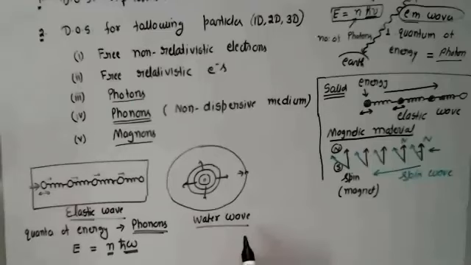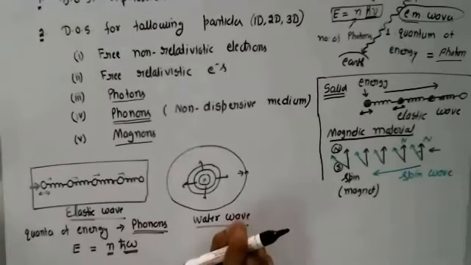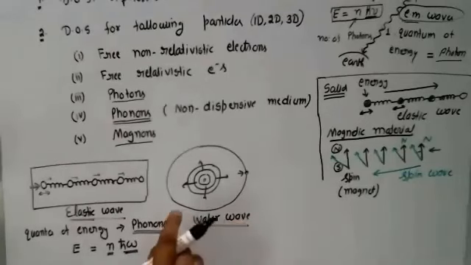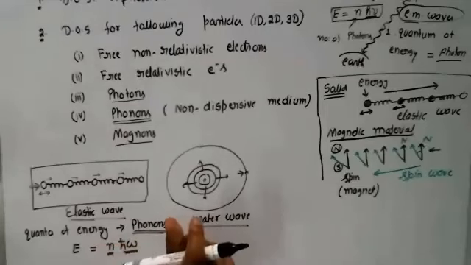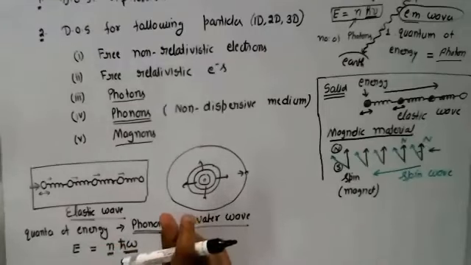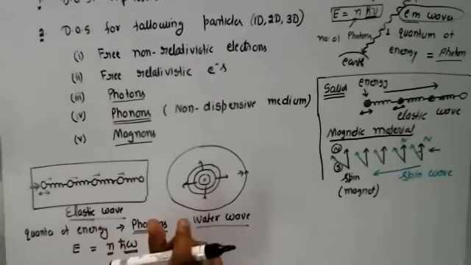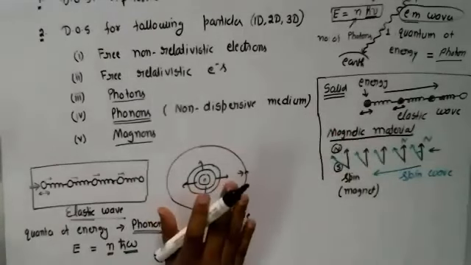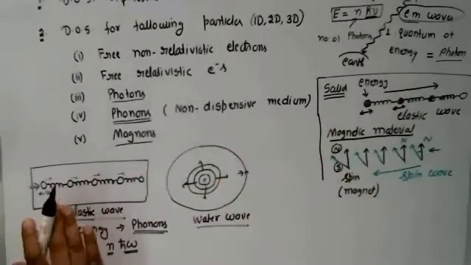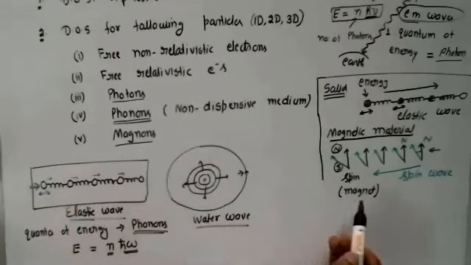Now see, each and every wave in nature carries energy, and this energy is actually made of small bundles or packets, no? These packets are called quanta of energy. This one quantum, in the case of EM waves, is called a photon. In the case of elastic waves, it is called a phonon. In the case of a spin wave, it is called a magnon.